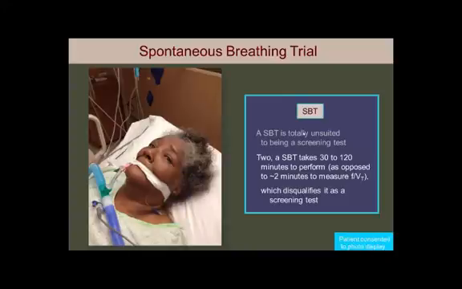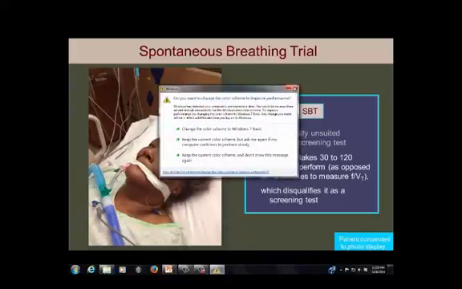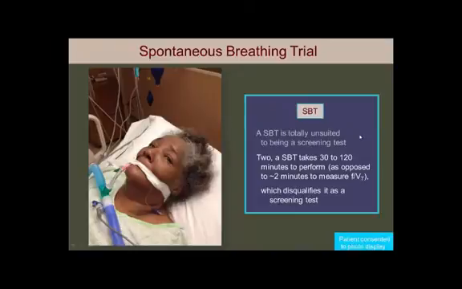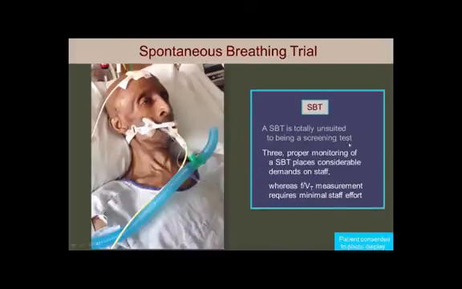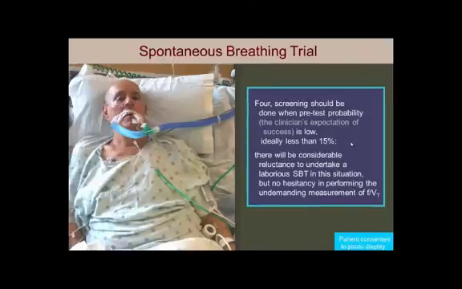Also, a spontaneous breathing trial typically, as we know, takes about a half an hour to 2 hours to perform, as opposed to about 2 minutes to measure F over VT. And so this further disqualifies it as a screening test. As well as that, proper monitoring of a spontaneous breathing trial places considerable demands on the staff because somebody needs to be around to look at how the patient is performing. Whereas measuring F over VT requires minimal effort on the part of the staff.